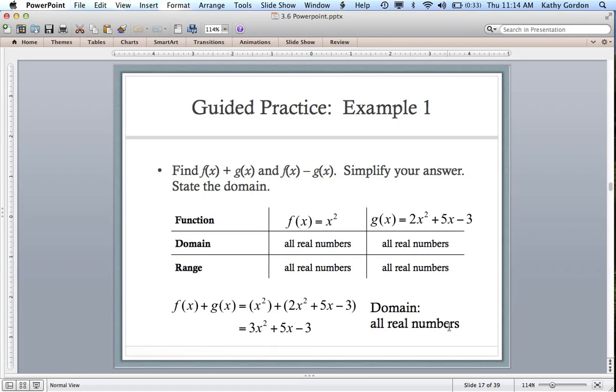So for adding, we're going to take x squared plus the 2x squared plus 5x minus 3, and that's going to give us the answer of 3x squared plus 5x minus 3 with a domain of all real numbers. For subtracting, we need to subtract the entire g function of 2x squared plus 5x minus 3. So that means the negative is going to be distributed to all three of these terms when we're simplifying. So that's going to actually give us a negative x squared minus 5x plus 3, and still with a domain of all real numbers.